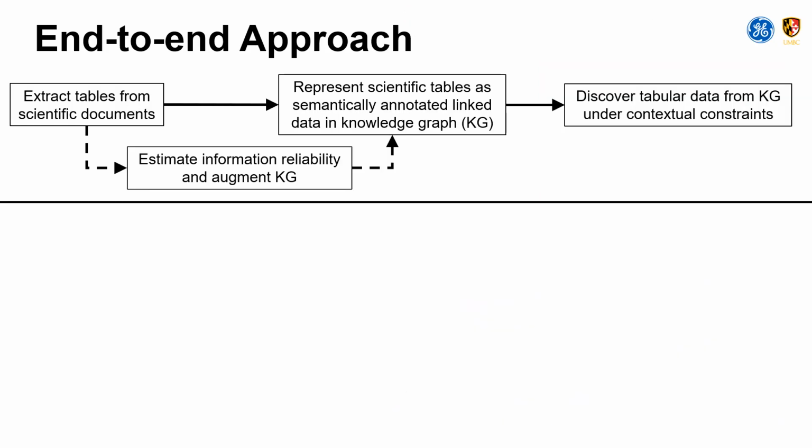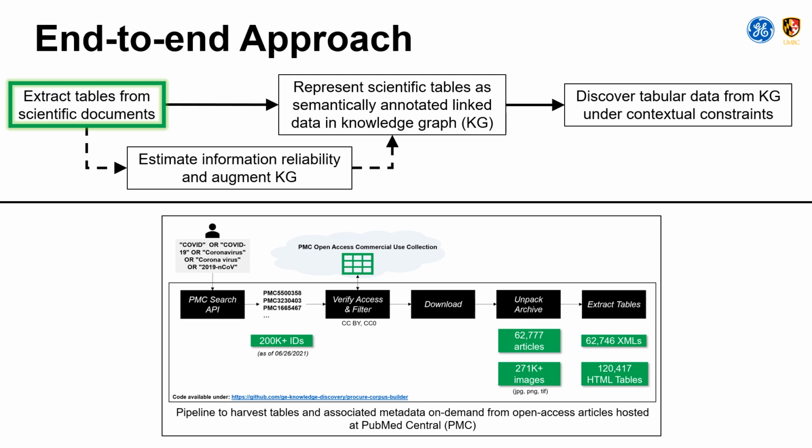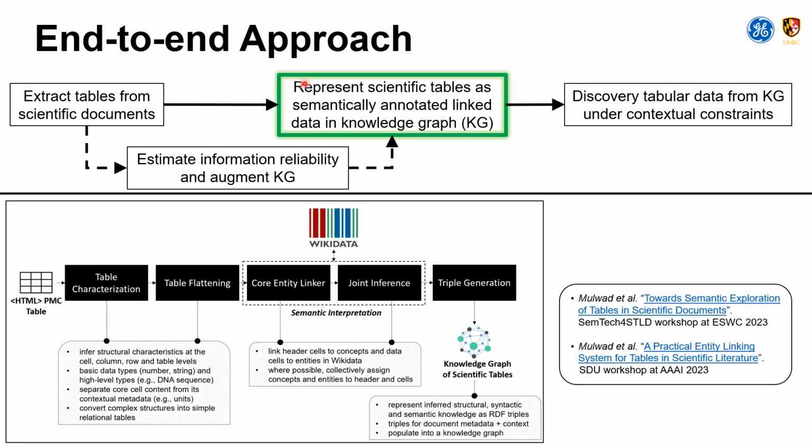Our end-to-end approach starts with first extracting or harvesting tables from documents. We implemented a pipeline to assemble such tables on demand from PubMed Central. Next, we represent these tables as semantically annotated linked data objects. For this, we have a neat semantic table interpretation pipeline, which we published earlier this year. That does an extensive structural characterization of the tables, which then informs an entity linking approach in order to match the content within these tables to the Wikidata knowledge graph. At the end of this step, the table's structural assessments, semantic table interpretation, and reliability estimates are all encoded in the form of triples within an RDF knowledge graph.